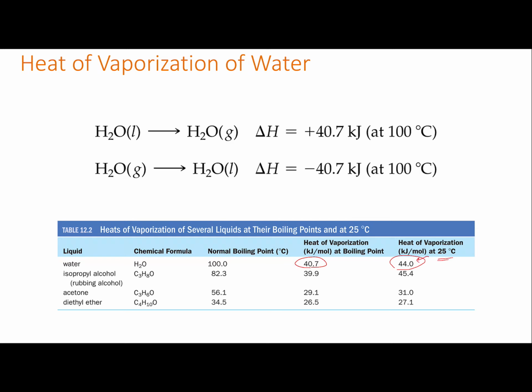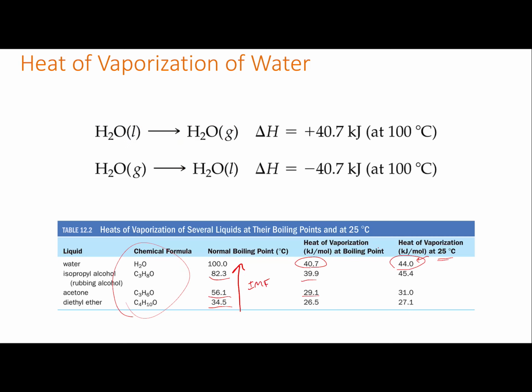Rubbing alcohol, lower heat of vaporization at the boiling point. Acetone, even lower heat of vaporization at the boiling point. Now, of course, the boiling point is even different. And diethyl ether, 34.5. So the lowest of them all. We'll look at how we can analyze the structure and tell what kind of intermolecular forces they have. But presumably, the higher the boiling point, the higher the IMFs.